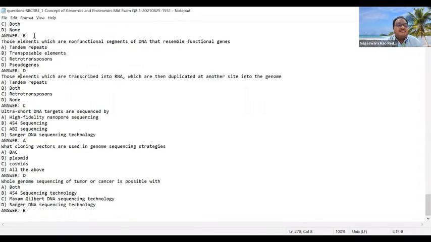Charan. Yes, sir. The elements which are transcribed into RNA first and then duplicated at another site into the genome. What is that element? Retrotransposons. So they first get reverse transcribed and then they get duplicated in the DNA form here. So it is retrotransposons.